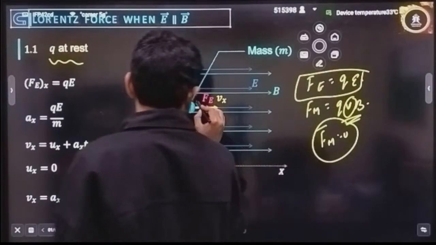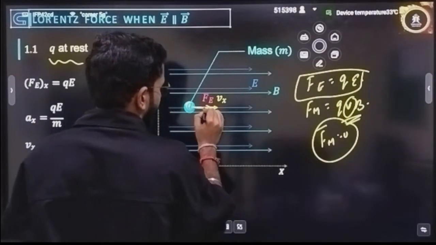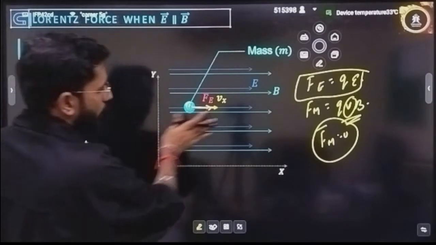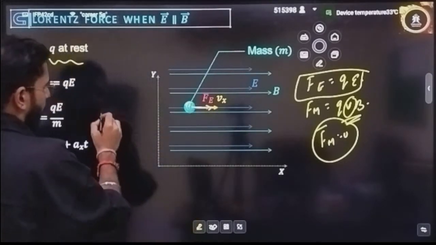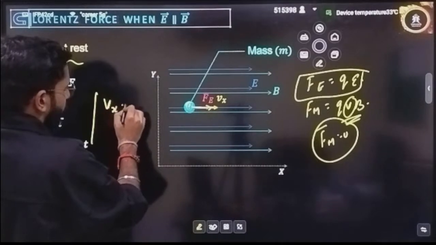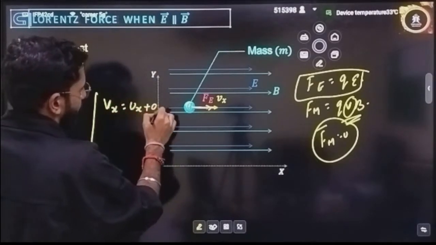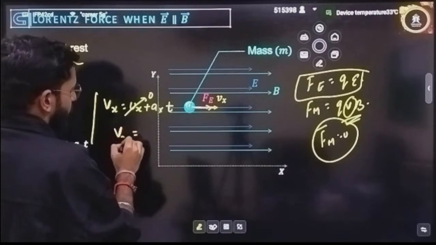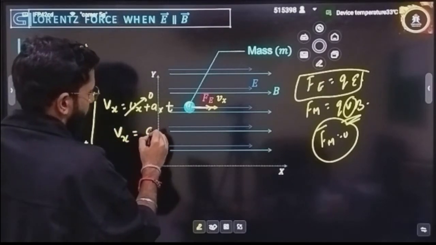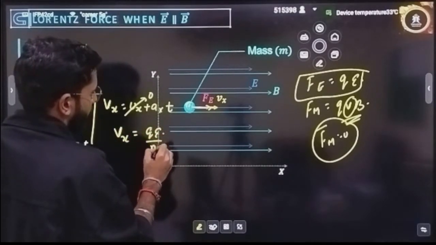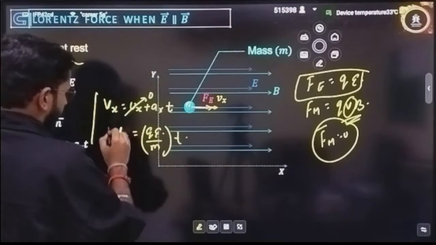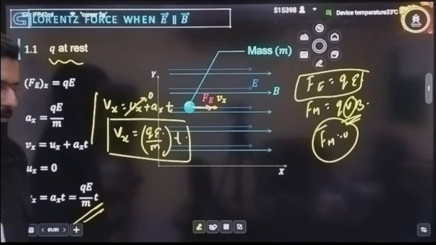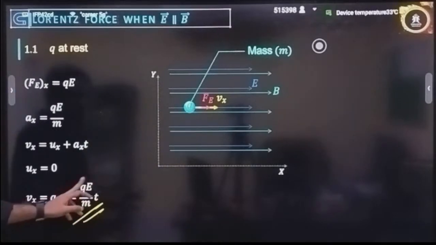That means there will be an electrostatic force acting here, and it will bring some velocity also in the x direction, because the direction of the electric field is x. And how will you write that velocity? I have already told you, Vx will be written as ux plus ax into t. Ux will be 0 because initially velocity is 0. Vx is equal to acceleration in x direction, which is q into E divided by m, into t. As simple as that, no rocket science. Correct? Clear?